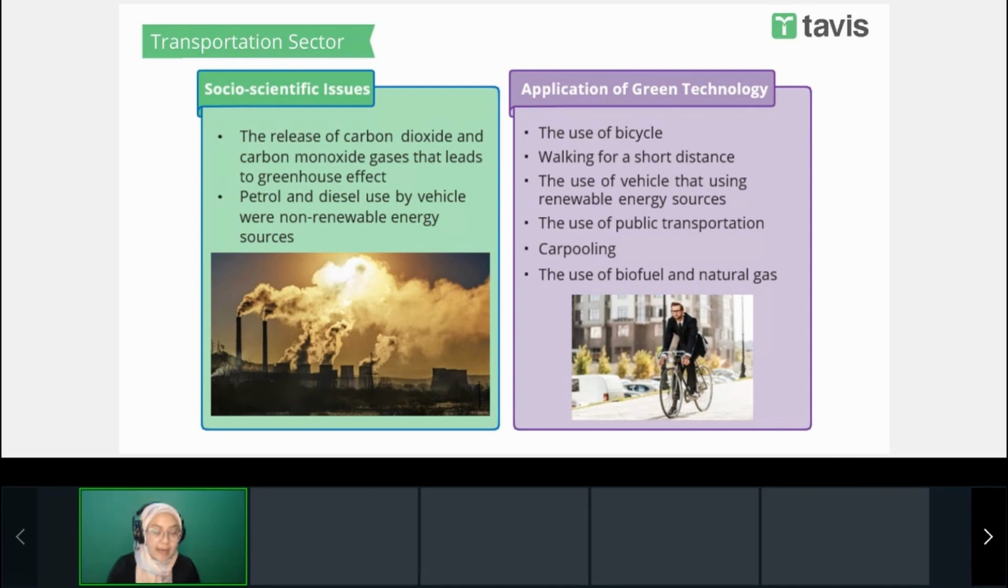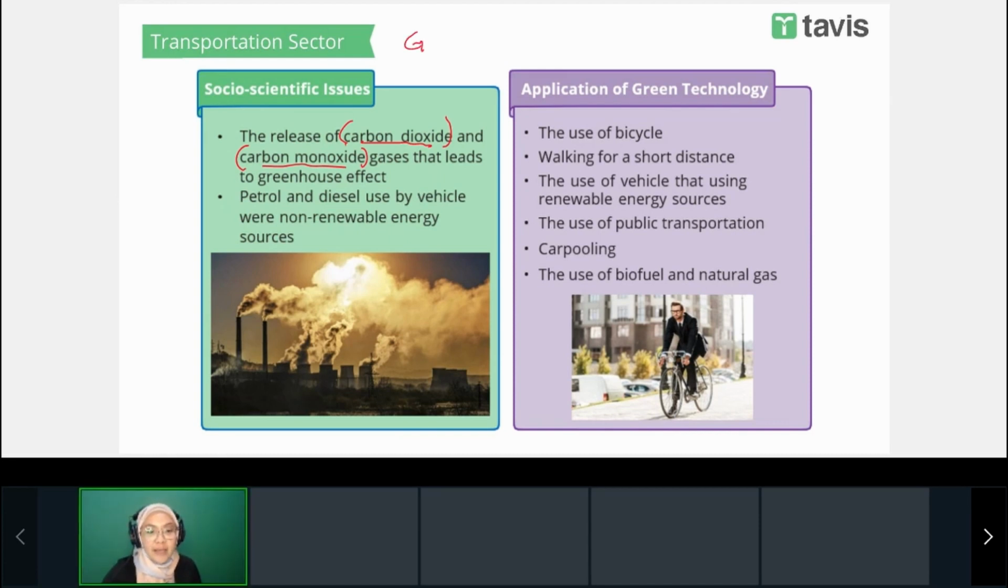Let's move to the next sector, which is the last sector, the transportation sector. In terms of the transportation sector, the socio-scientific issue arises mainly from the release of carbon dioxide and carbon monoxide. These two gases are gases that cause the greenhouse effect.